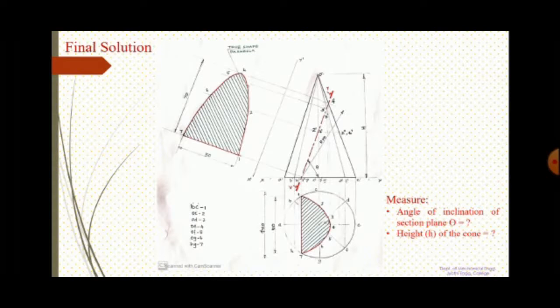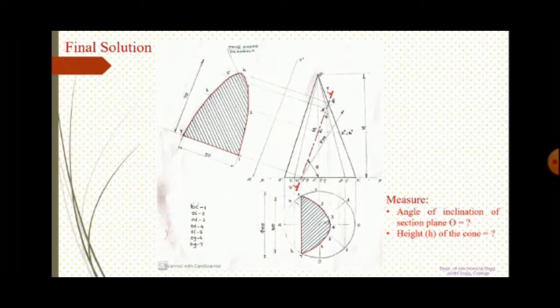So definitely when you measure, you will get the double ordinate of the parabola is 50 mm and height from the vertex is 70 mm. If you are not getting these values, your solution is having some problems, recheck it and redraw it. And in the question, we are also asked to measure the angle of inclination of the section plane theta. I marked it theta here. You can just measure also the height of the cone, which is unknown. So this is the final solution.